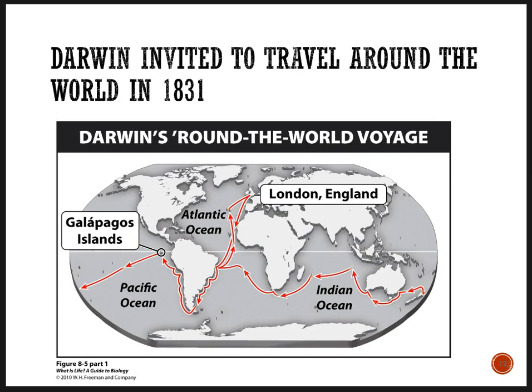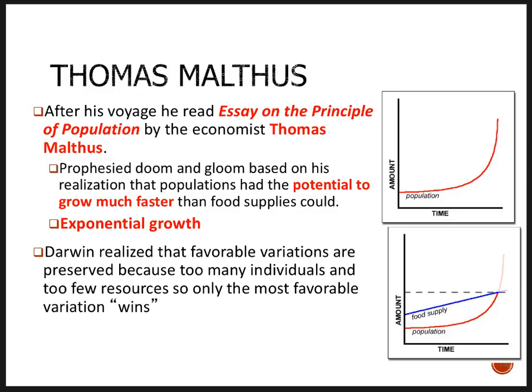Okay, so he goes on this voyage. He comes back. He has all these collected plants and animals and rocks, and he heads back to London. And now that he's back in England, he continues his reading. He loves to read, and he comes across the works of Thomas Malthus. Thomas Malthus wrote a book called The Essay on the Principle of Population.